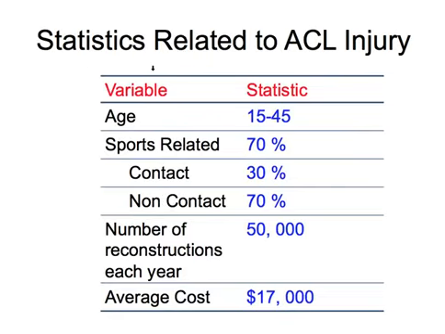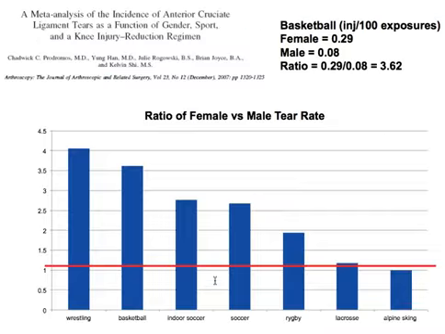Now, how do people injure themselves? Well, usually ACL injuries are almost 100% sport specific, so they occur in a very young population of people. Most are associated with sports, and most are non-contact injuries. The number of reconstructions, this is an old statistic, but it's not the most dominant injury, and it costs around $20,000 per year.